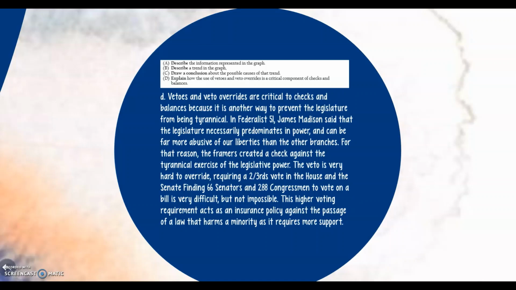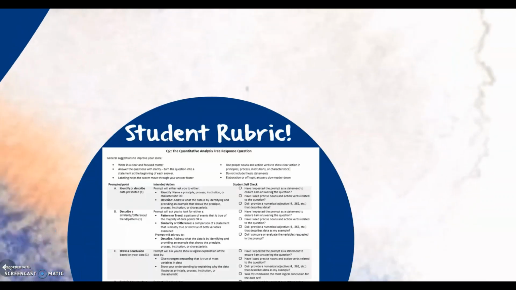So if we're looking here, veto overrides are critical checks, because here's my assertion: another way to prevent the legislature from being tyrannical. Let's skip down to where I talk about the data. It's hard to override. Here's my evidence, requiring a 2/3 vote. That's me connecting content from class. In the Senate, finding 66 senators to vote on a bill is not difficult, but not easy either. And then my connection here is that the higher voting requirement acts as an insurance policy against the passage of a law that harms a minority. There's my pulling in tyranny, as it requires more support. So that's my ABCD.